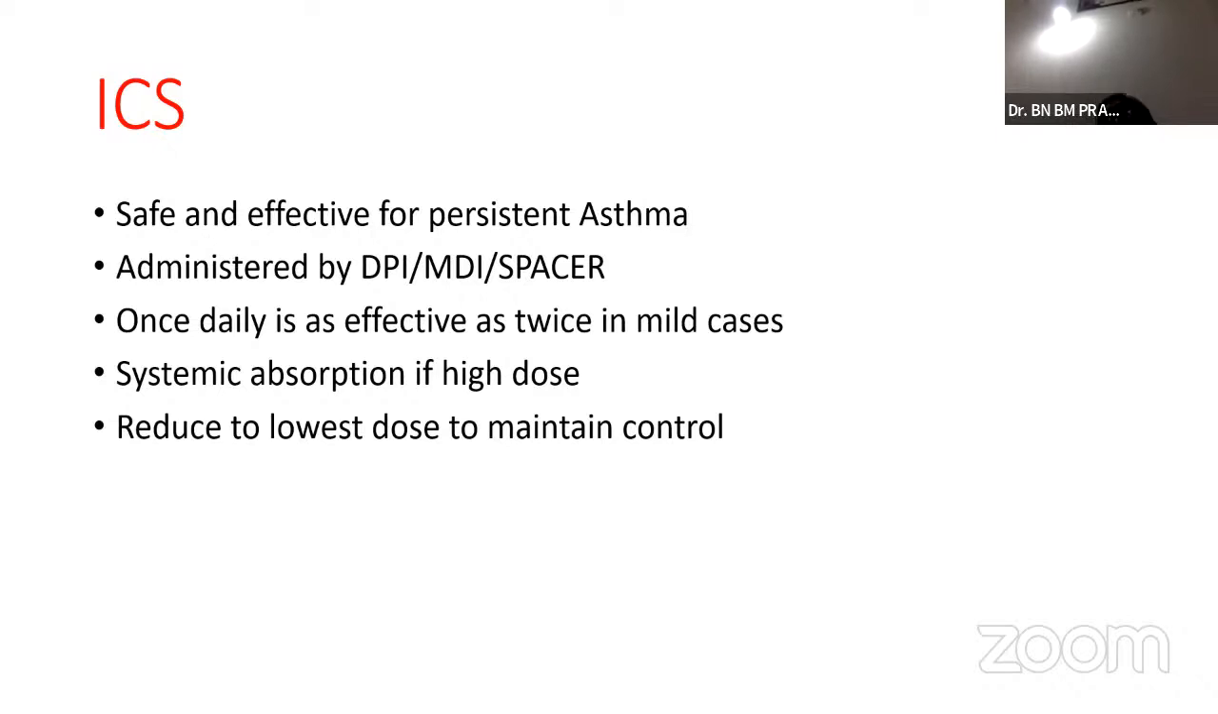If you give high doses of ICS, that means more than 1,000 micrograms daily, it can cause systemic absorption, and it can also affect the pituitary-adrenal axis, and it may affect growth in the case of children. As far as possible, we have to keep the lowest minimal dose to control the airway inflammation. Next slide, please.